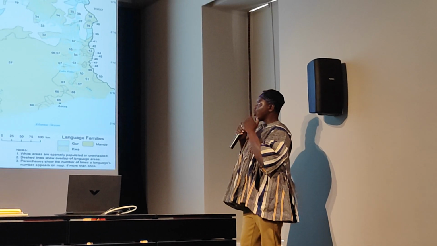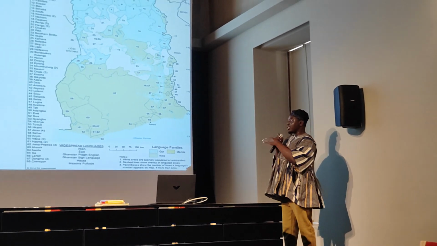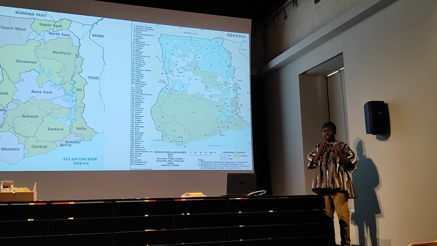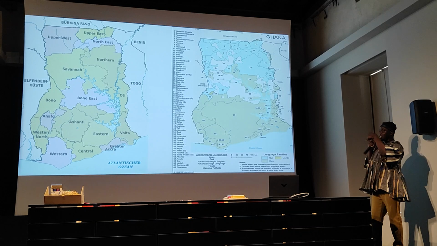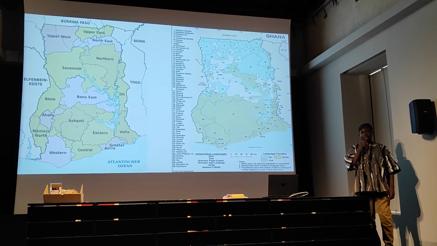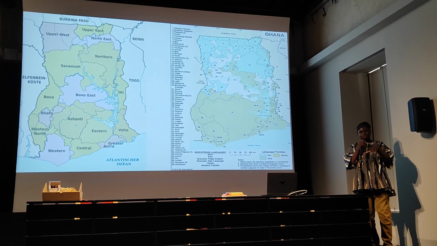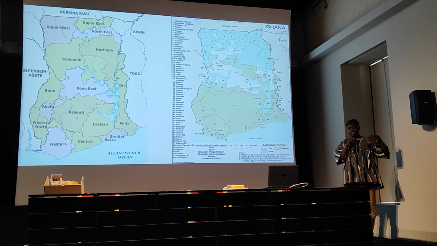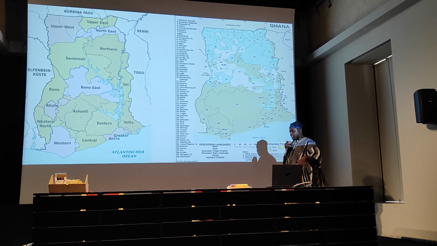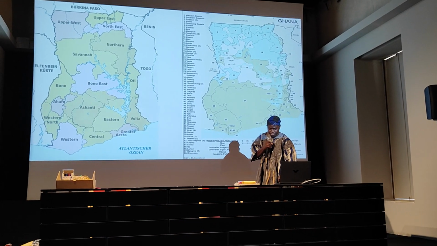This map is not able to capture all the languages, but at least it's able to capture up to 68 languages. Dagbani is number 18, and that is exactly where the language is spoken. A little over 1.7 million people speak the language. The number keeps declining, which means if we don't take our time, it's going to be endangered.